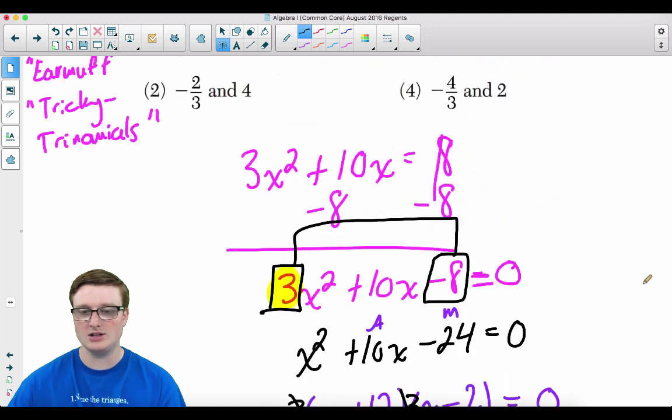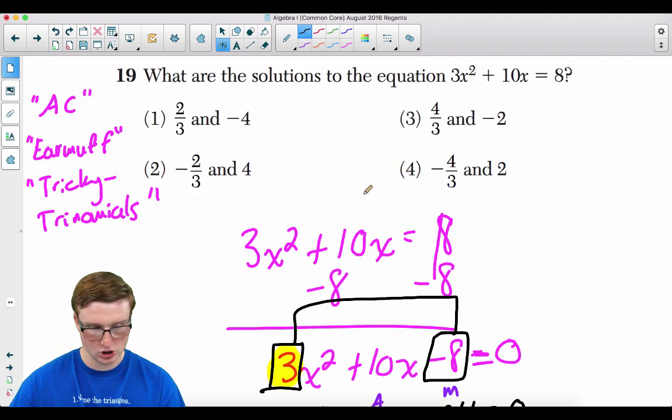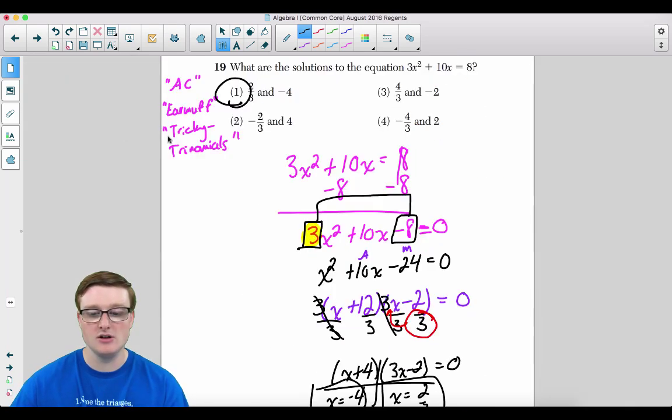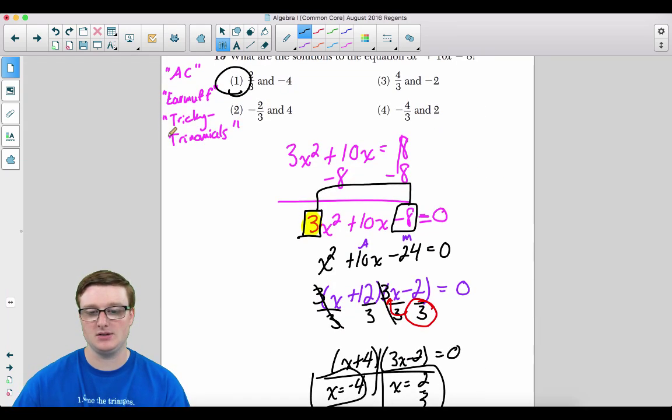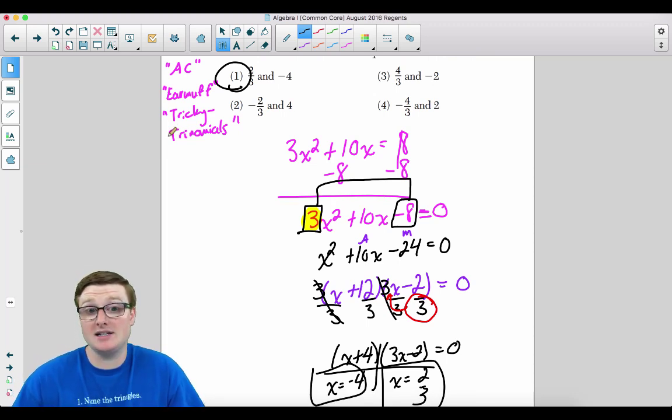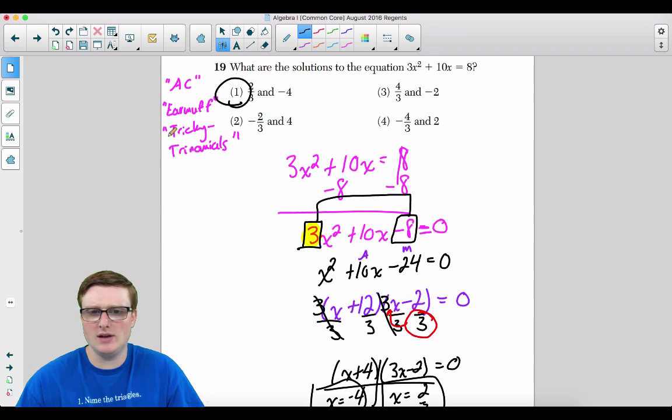Negative 4 and 2/3, which is going to be choice 1. 2/3 and negative 4. Now, let's just say you don't like any of those methods of doing this. You could use your TI-Nspire to get the answers. Let me show you how you get it.